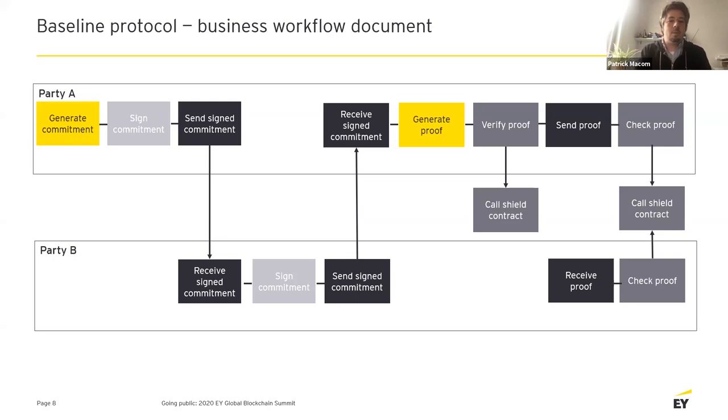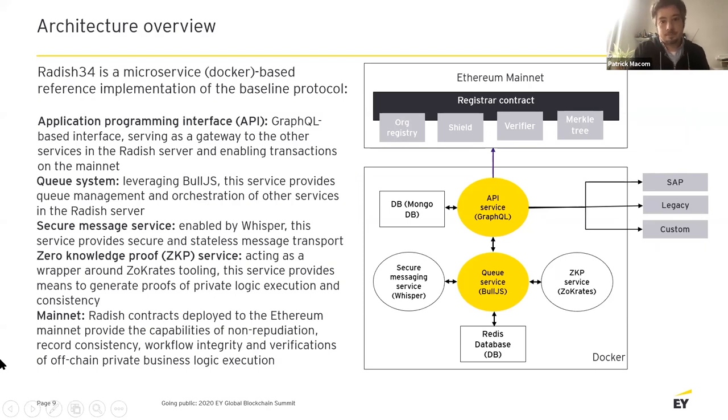We can move over to how we, as EY and ConsenSys and Microsoft, went ahead and implemented this simple workflow using Radish34. So first off, we generated a lot of Docker containers, each of which has a very specific intended purpose. And this is not only to separate concerns, but to allow for scalable solutions down the line, particularly in the area where zero knowledge proof actually has to occur. There's a lot of processing power, some hard drive space, and other things that might need to be scalable depending on the amount of workload or need of the system.